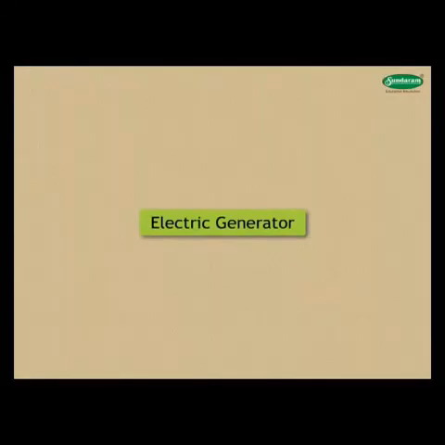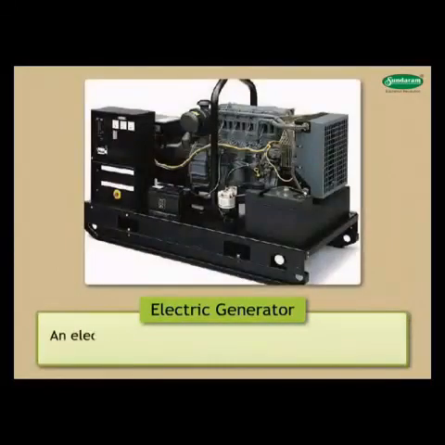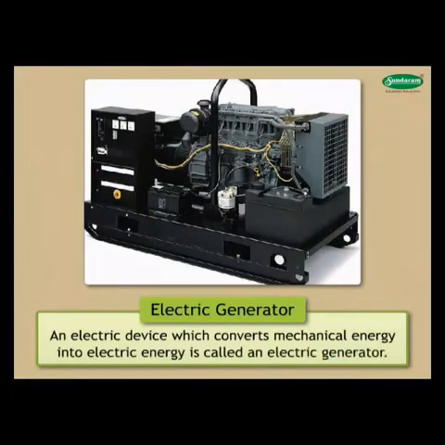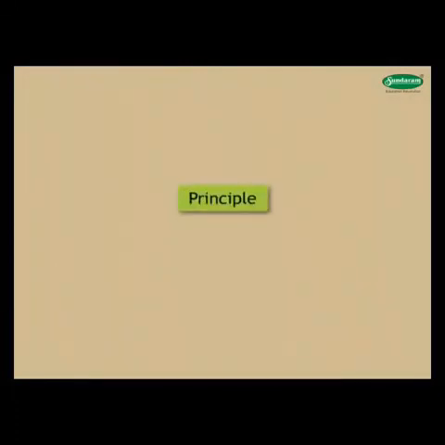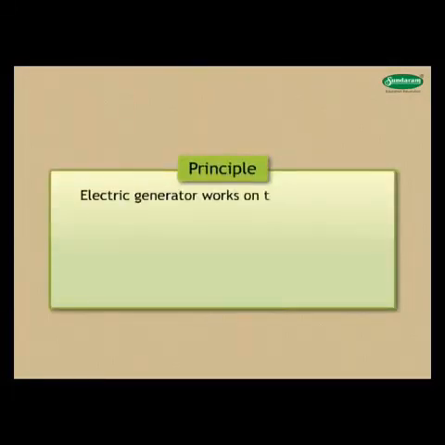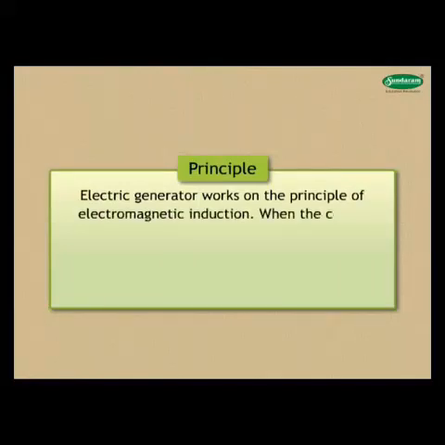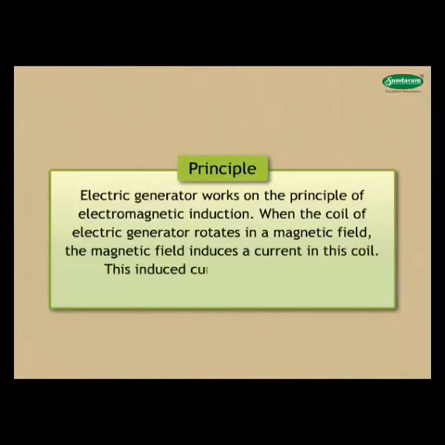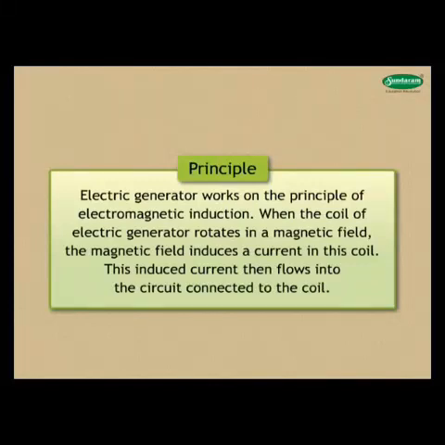Let us study about the electric generator. An electric device which converts mechanical energy into electric energy is called an electric generator. Principle: an electric generator works on the principle of electromagnetic induction. When the coil of an electric generator rotates in a magnetic field, the magnetic field induces a current in this coil. This induced current then flows into the circuit connected to the coil.